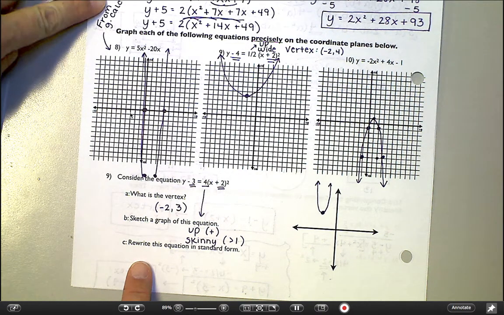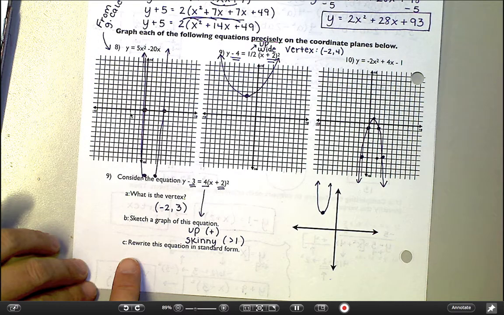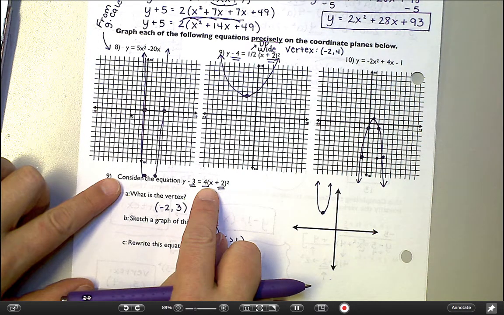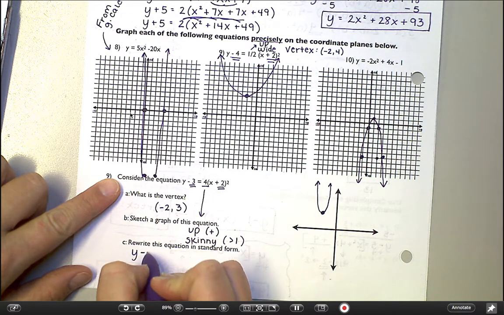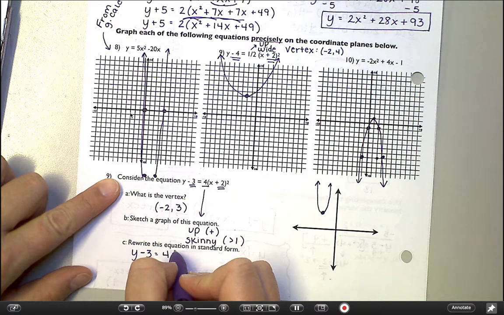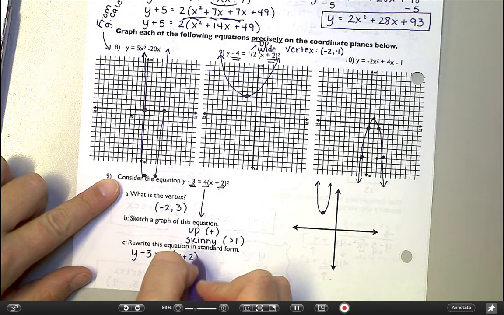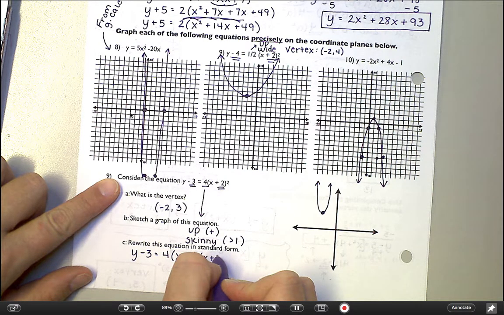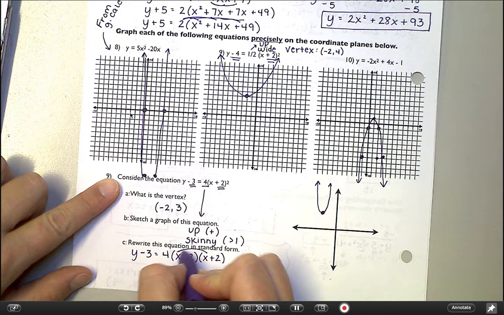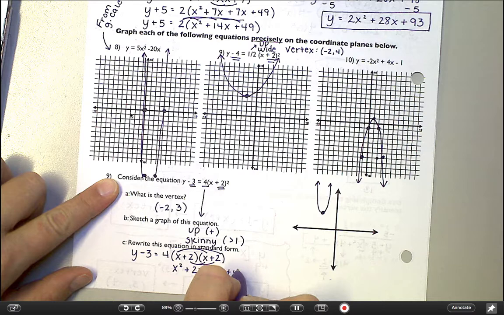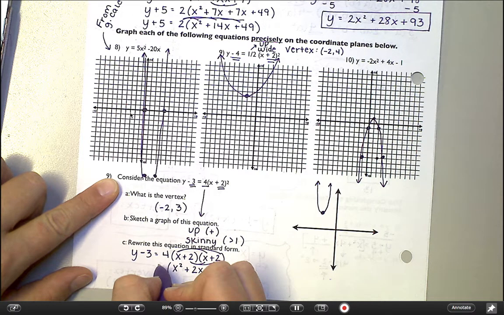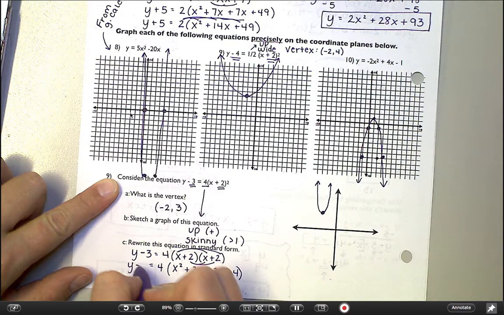We did that in part D up here on number 7. In standard form, we just want to take this and simplify it. We want to FOIL. I'm going to fly through that kind of quickly. y minus 3 equals 4 times x plus 2 times x plus 2. Distribute my x through first, so I end up with x squared plus 2x. I'll distribute this 2, so I get 2x plus 4. Still have the 4 sitting outside with the y minus 3 over here.